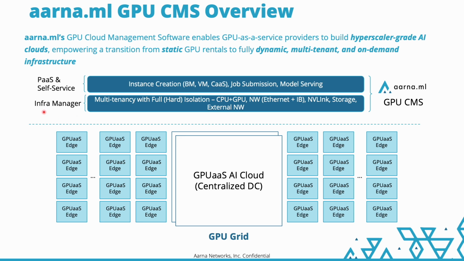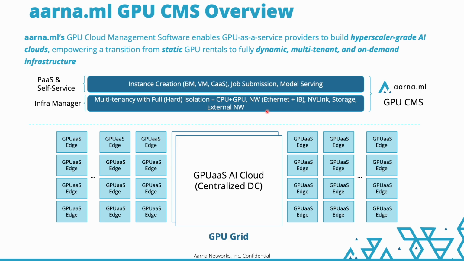The first block is what we call the infra manager, and this block helps to achieve a fully isolated multi-tenant environment for every tenant. And we term this multi-tenancy as a 7-layered multi-tenancy, or 7 pillar multi-tenancy, and that comprises the CPU, GPU, the Spectrum-X Ethernet fabric, the InfiniBand fabric, the NVLink, the external storage, and finally the external gateway. So with this layer, for every tenant, we ensure that they have secured and hard isolation across all of these 7 pillars.